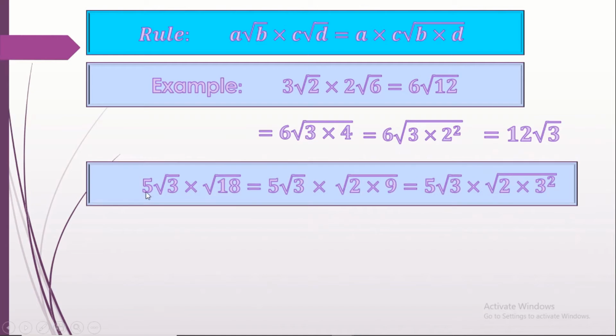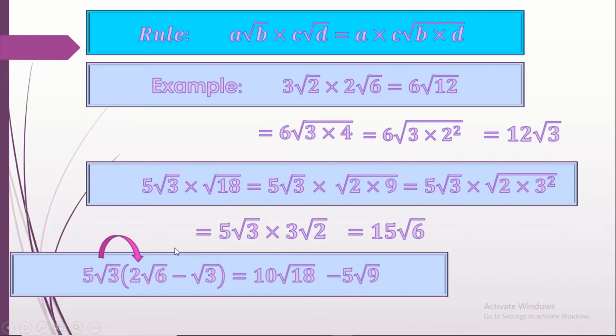Another example. If we have 5 radical 3 times radical 18. Note that we can first simplify 18. We can write it as 2 times 9, which is 3 squared. Well, 3 we can write it here outside the radical, so it will be 3 radical 2. So we can write it as 5 radical 3 times 3 radical 2. Now we multiply numbers outside the radical with each other: 5 times 3, 15. And multiply numbers below the radical with each other. So it's radical 3 times 2, which is radical 6. So it's equal to 15 radical 6.